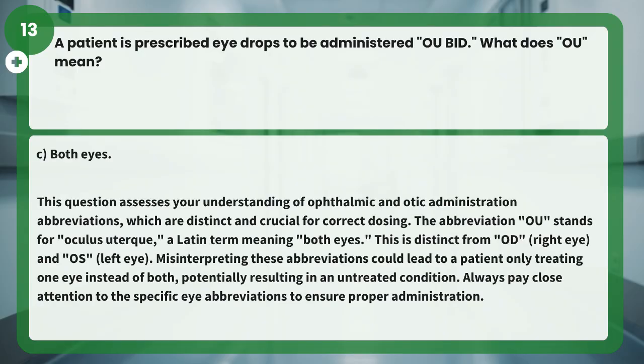Answer C. Both eyes. This question assesses your understanding of ophthalmic and otic administration abbreviations, which are distinct and crucial for correct dosing. The abbreviation OU stands for oculus uterque, a Latin term meaning both eyes. This is distinct from OD, right eye, and OS, left eye. Misinterpreting these abbreviations could lead to a patient only treating one eye instead of both, potentially resulting in an untreated condition. Always pay close attention to the specific eye abbreviations to ensure proper administration.